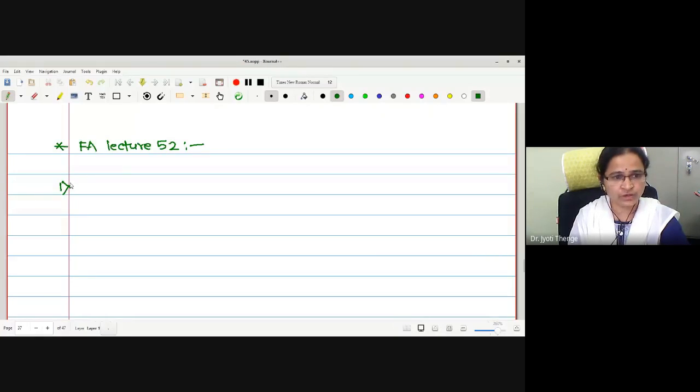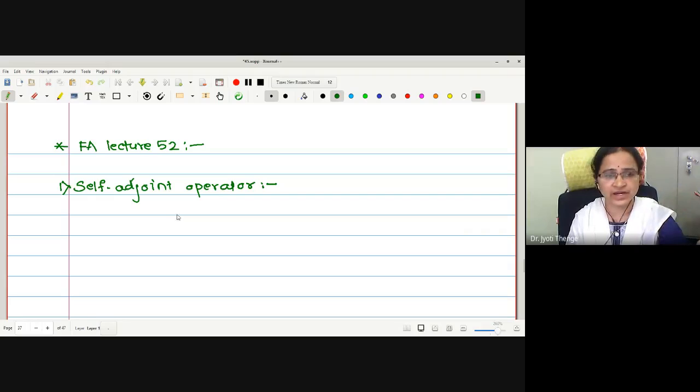Now the first operator today we are going to understand is the self-adjoint operator. Adjoint we have seen in detail. Now we will have a look at this self-adjoint operator. The name itself tells us the meaning actually: the operator which is adjoint of itself.